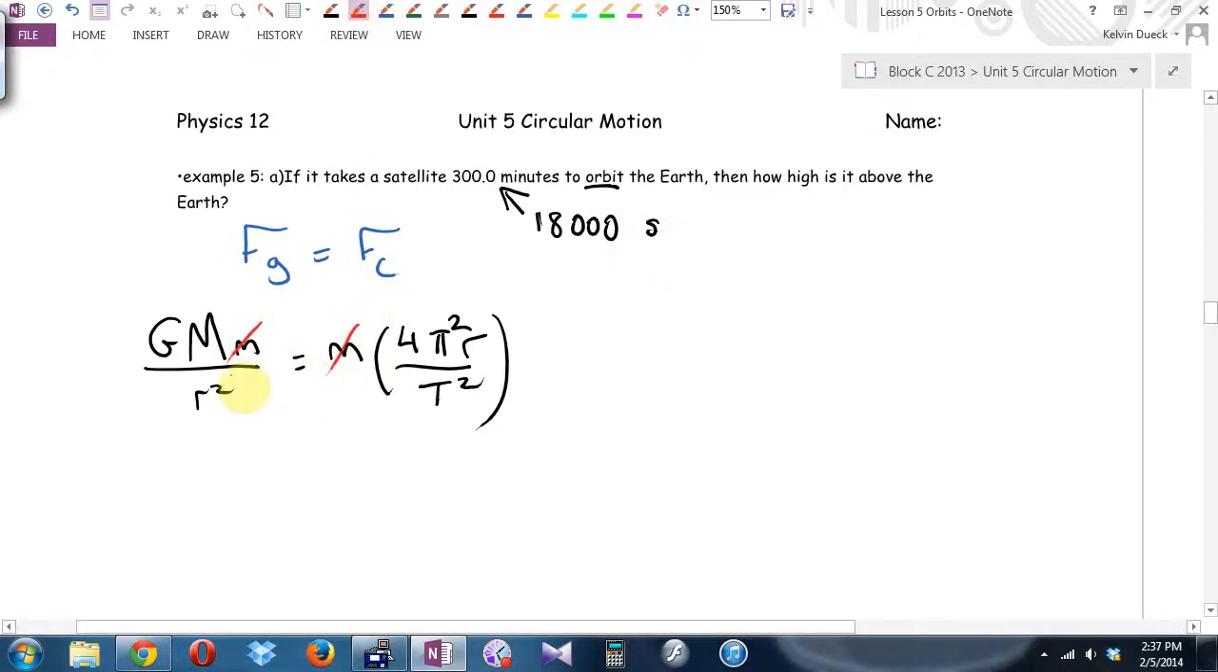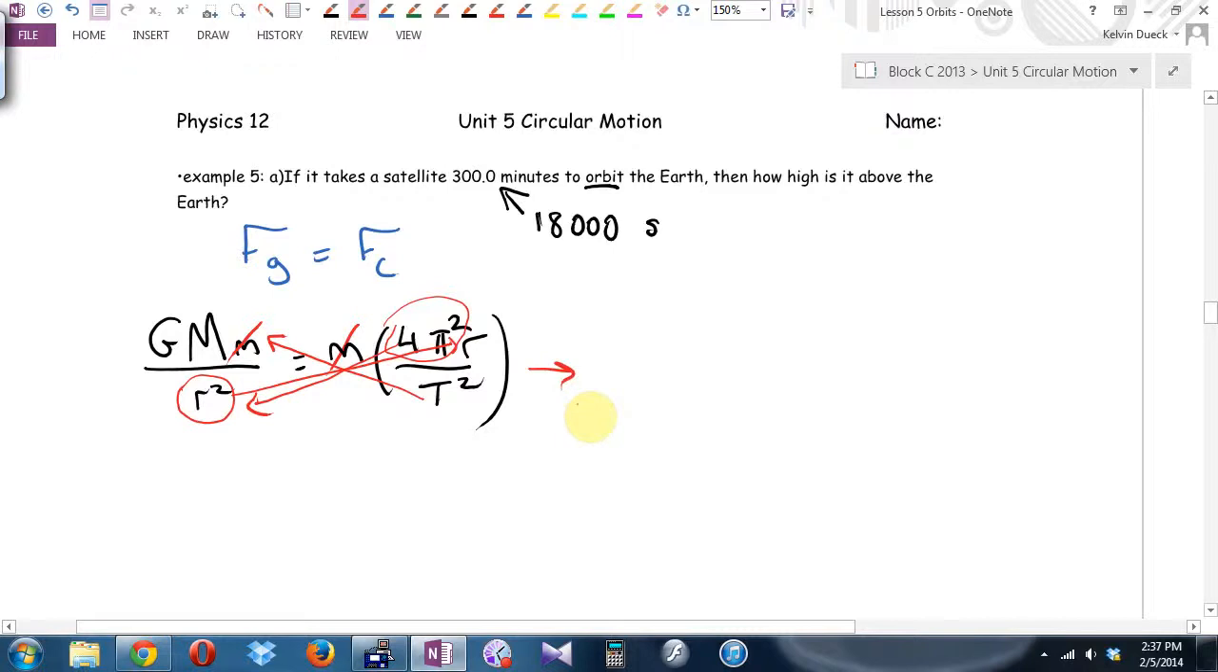Hey, they didn't need to tell me the mass of the satellite. Sometimes they will, but they don't need to. What did you say we're trying to find, Michael? Let's get the r by itself. I think I would move these two here to the top. I'll have an r cubed over here. The t squared can move to the top, and the 4 pi squared can move to the bottom.